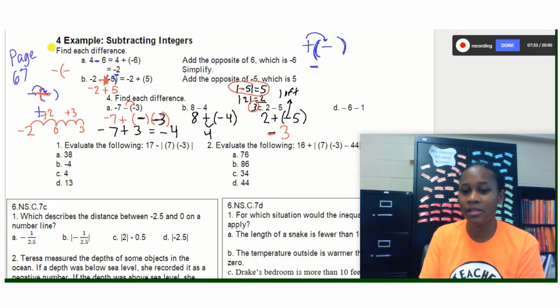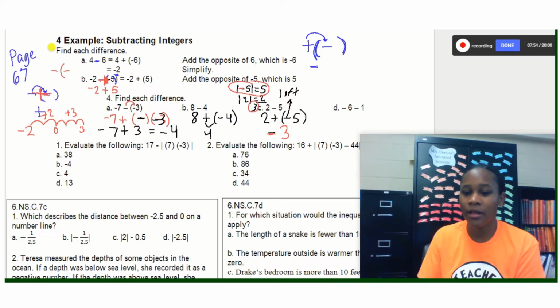Now this next one says -6 minus 1. So you could think of it as if you're in debt $6, that's represented by -6. Debt of $6 is -6. And then you add more debt, or you go in a negative direction one more unit, you're going to end up at -7. So the answer is -7.